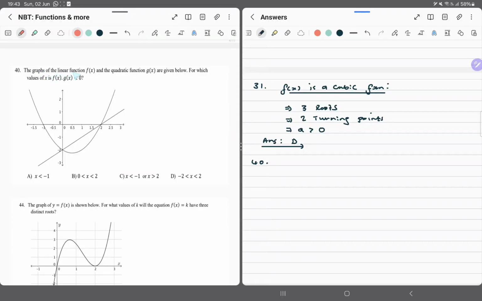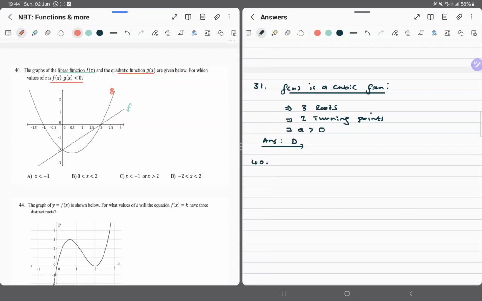The graphs of the linear function f and the quadratic function g. So we've got a linear function f and the quadratic. This is f, this is g. Now it says, for which values of x is f of x times g of x greater than 0? Meaning the y values of f multiplied by the y values of g must be greater than 0.